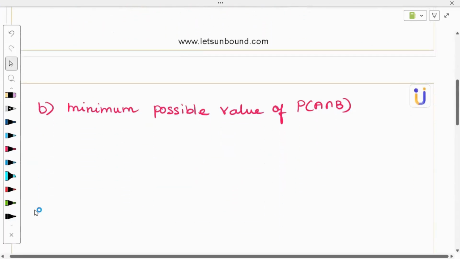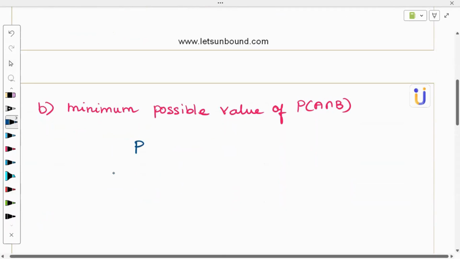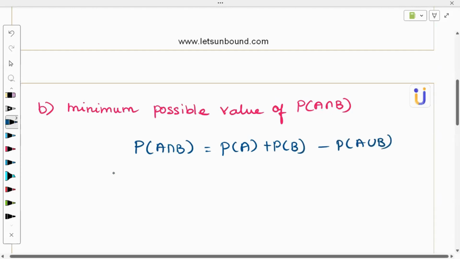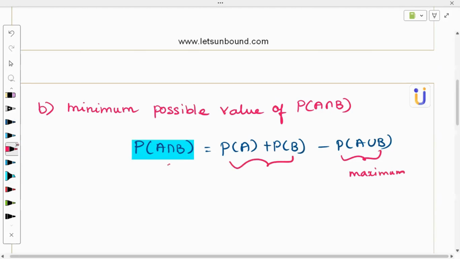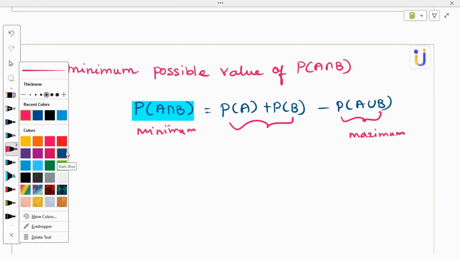And next, determine the minimum possible value of P of A intersection B. Two events are there and we know this connection: P of A intersection B is P of A plus P of B minus P of A union B. If P of A intersection B has to be minimum, then this part has to be maximum, because if you subtract a maximum amount, the result becomes a minimum. So that's the logic.